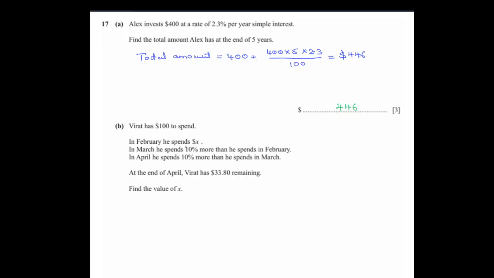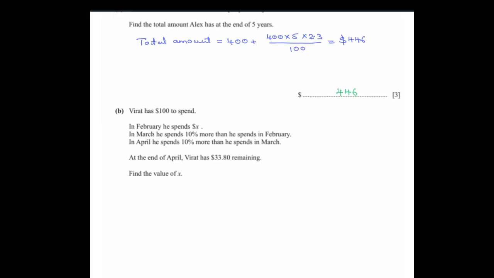17B. Virat has $100 to spend. In February, he spends X dollars. In March, he spends 10% more than he spends in February. In April, he spends 10% more than he spends in March. At the end of April, Virat has $33.80 remaining. Find the value of X. So now here they have given that he is spending X in February, in March he is spending 10% more than February, and in April he is spending 10% more than March. So that means the amount which he is spending is getting compounded.